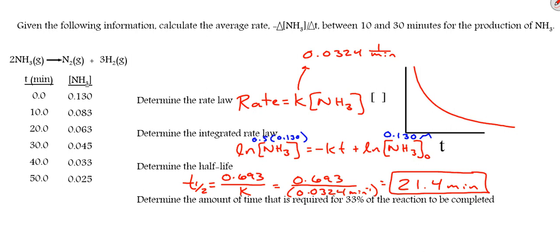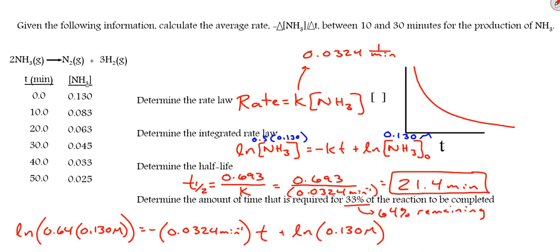Finally, determine the amount of time that is required for 33% of the reaction to be completed. Take a moment and finish this calculation. Plugging it in, I made sure I understood that 64% of it is remaining. So I took 0.64 of my original, plugged in my K. My original is still 0.134 or 0.13, and I got a time of 13.8.